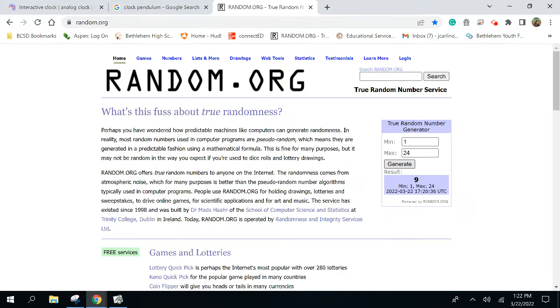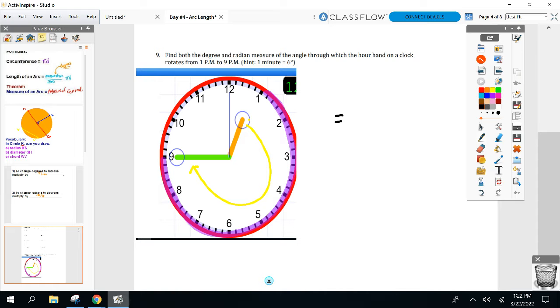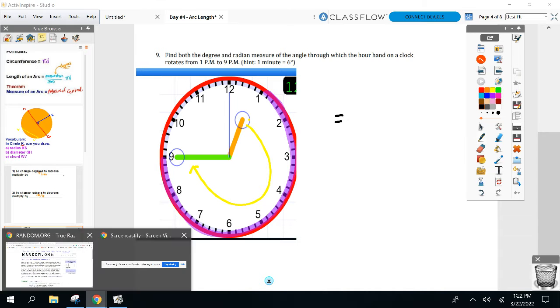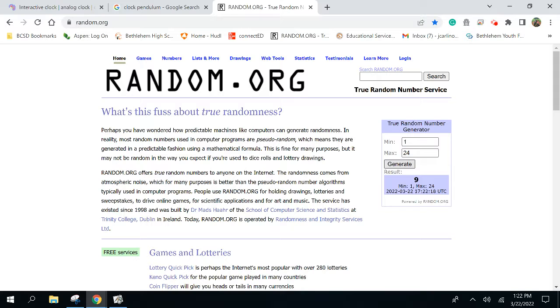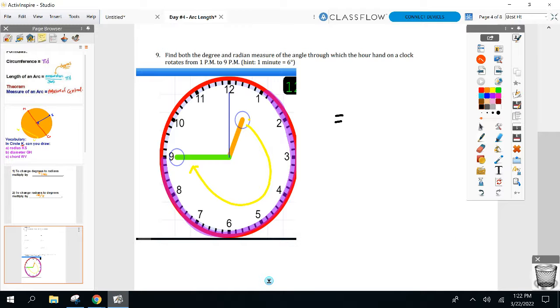What's the first part of the formula say? Measure of the arc. And that's what you guys found in your homework. What is the measure of this arc, in degrees? What was it? 240 over 360 times pi.